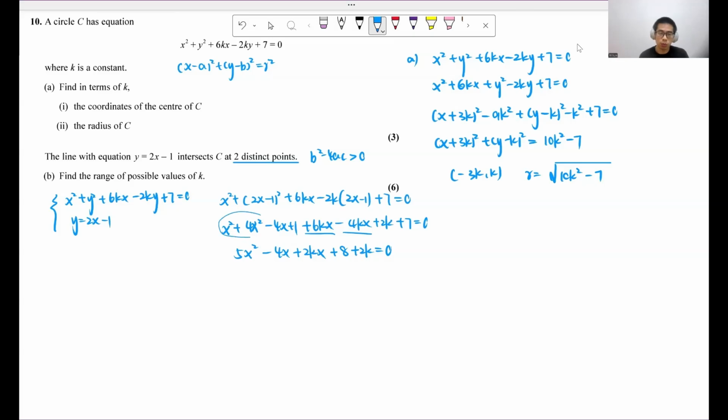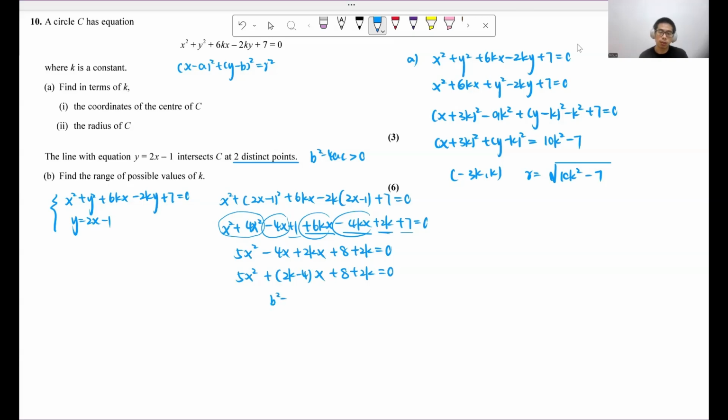Because 2x squared plus 4x squared makes 5x squared. And then for the x terms, it's 2kx and then minus 4x. And the constant term, 1 plus 7 is 8, and then 2k is the same. So now I'm going to keep 5x squared and then factorize out x. That would be 2k minus 4 lots of x, and then 8, and also plus 2k equal to 0. So now it's time to apply the discriminant.